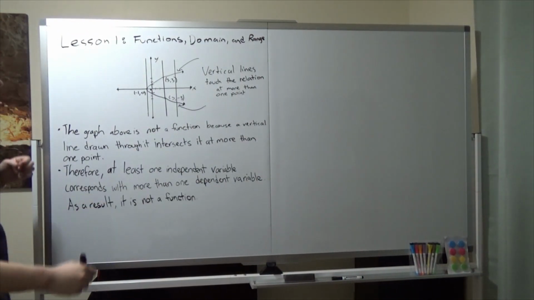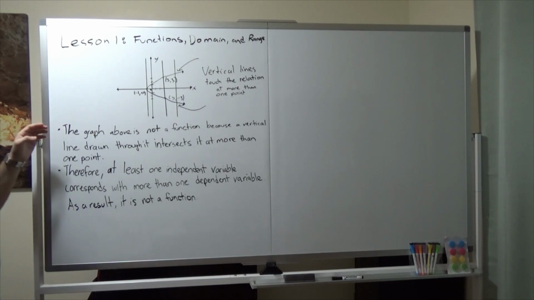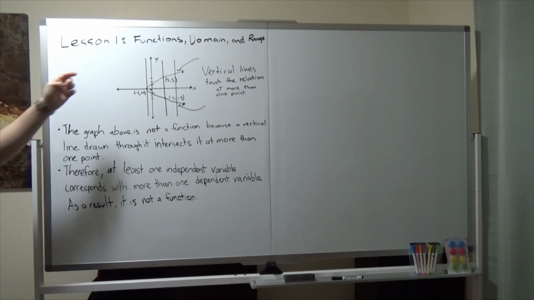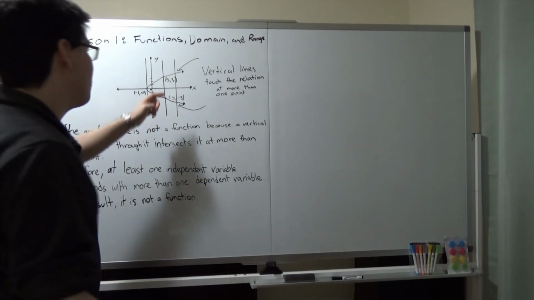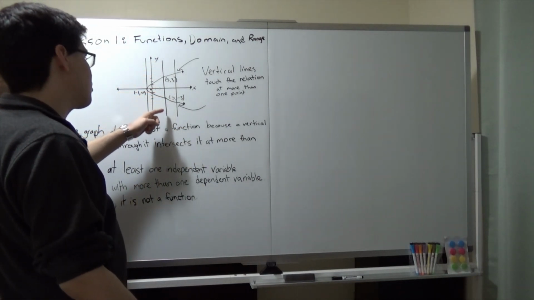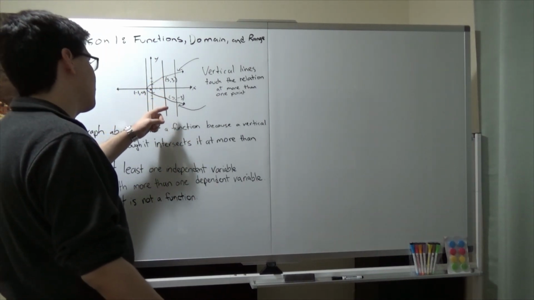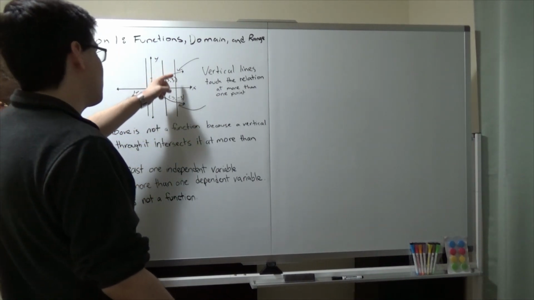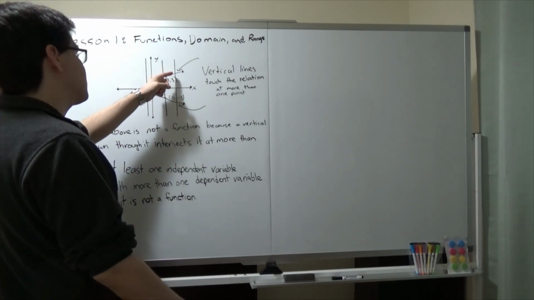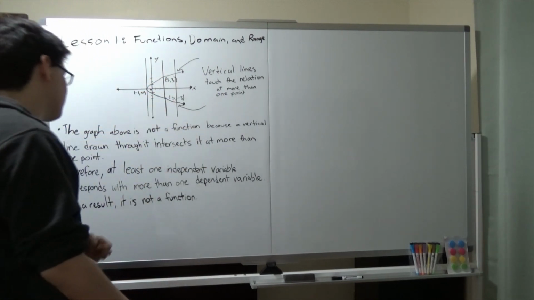So because of that, the graph above is not a function because the vertical line drawn through it intersects it at more than one point. This vertical line drawn through it intersects it at (3, 3) and at (3, -3). Similarly, this vertical line drawn through it intersects it at this point and at this point.